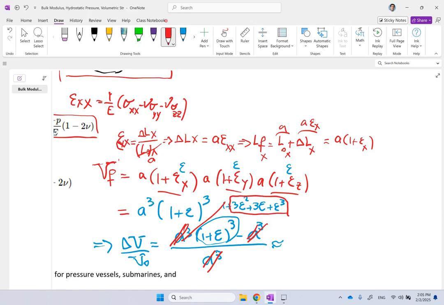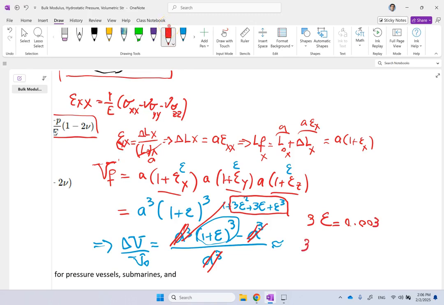Now, in these terms, this epsilon, remember, is a small number. So when you raise it to the power 2 and power 3, they are much smaller than the epsilon itself. So for instance, let's say epsilon is 0.001, okay? Now, if that's the case, then 3 epsilon is going to be 0.003, right? I just want to show you.